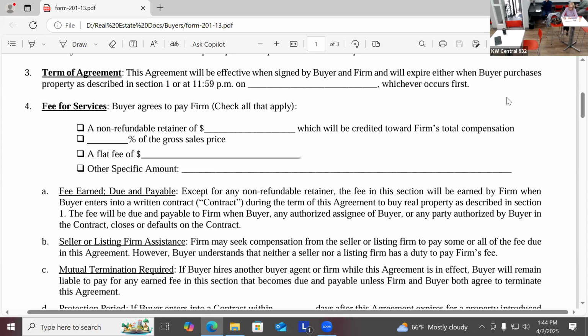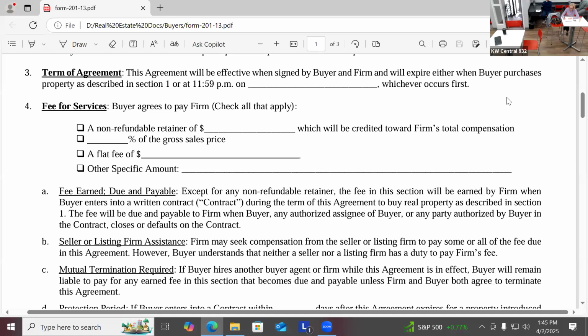A flat fee, if it's like your best friend and you say, I'll just take $1,000 and we'll negotiate any compensation down. That would be a flat fee, but normally we're the second box, right? Second box. Yes, and that is just for the buyer's commission. Correct.